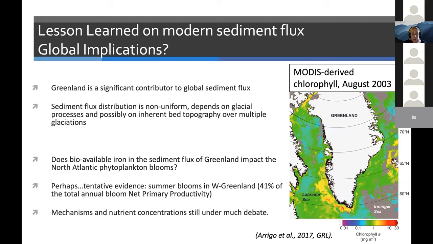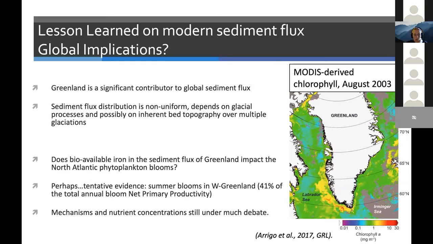We learned quite a bit on non-uniform distribution of these sediment fluxes, that it can depend on glacial processes, at least at a proxy level, and possibly on bed topography over multiple glaciations. And so there's quite a bit of process suggestions that are worth chasing further. And Ethan Pierce is interested in doing some of that.